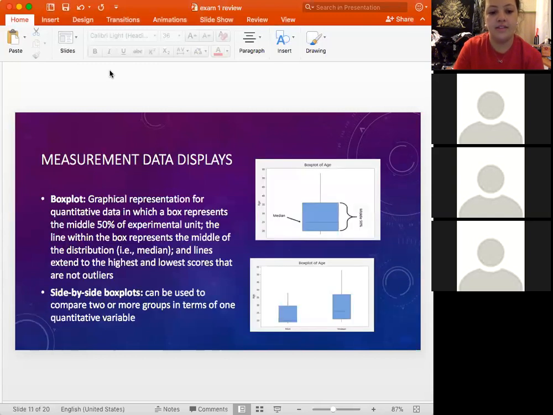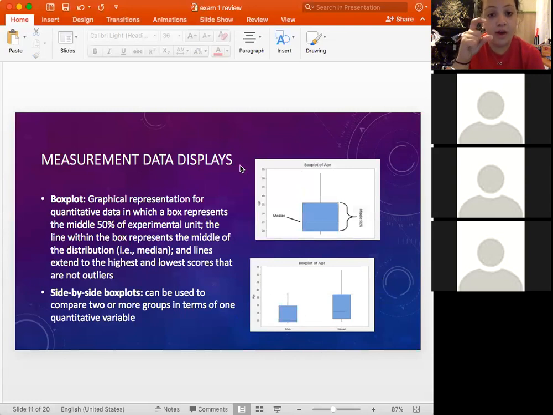All right, and then just a few more measurement data displays. We also talk about this once again in terms of quantitative variables. These are the same thing; the only difference is the side-by-side box plot. This has two groups here, while the top one only has one. It's a good way to represent the five-number summary, if you remember. So we have our minimum and our maximum, and then Q1, Q2, Q3. Q2 is always our median. So a box plot is a good way to represent that.